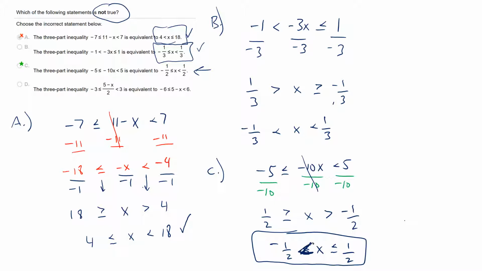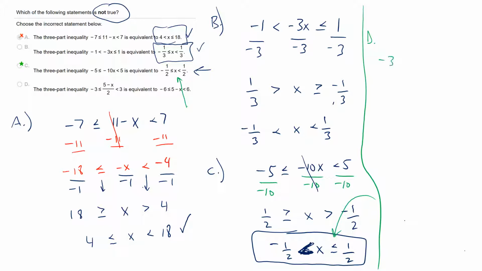This is a less than sign, but they have less than or equal to on their proposed answer. And on the right side, I have less than or equal to, whereas they just have less than. So it looks like C is the one that's not true. I'll do D anyway, though, just assuming C is the right answer, D should turn out to be true.